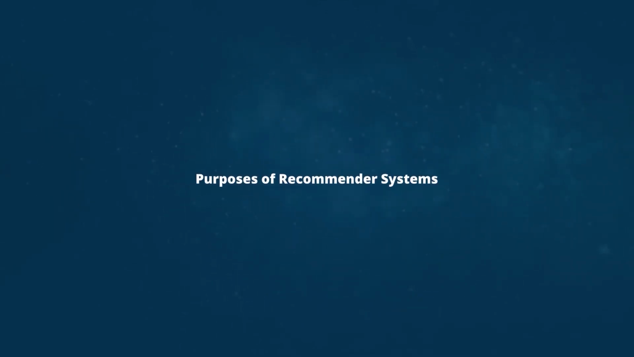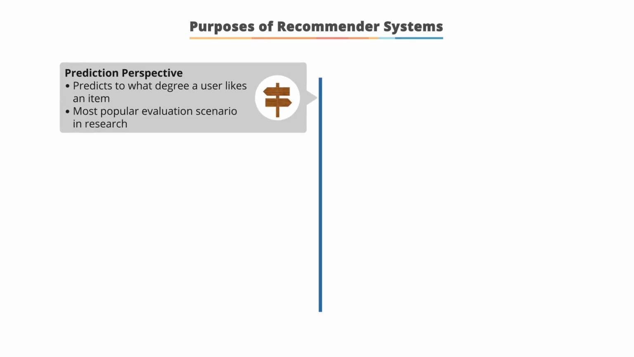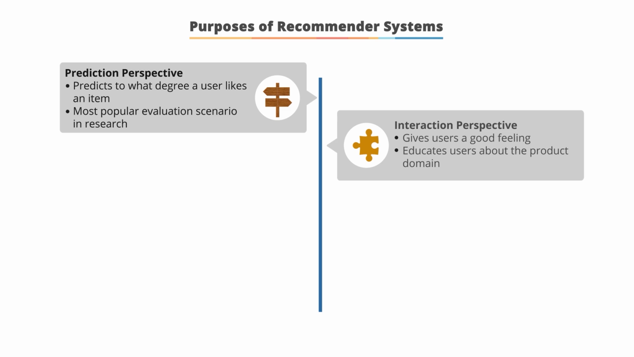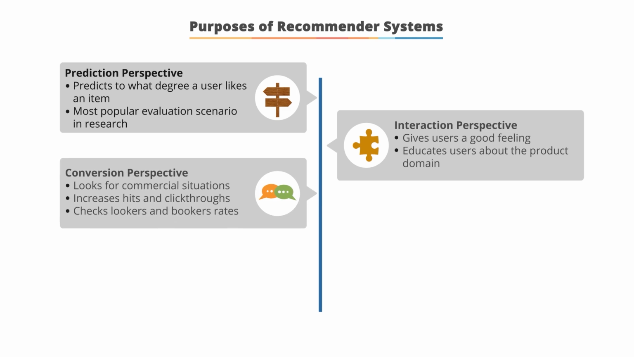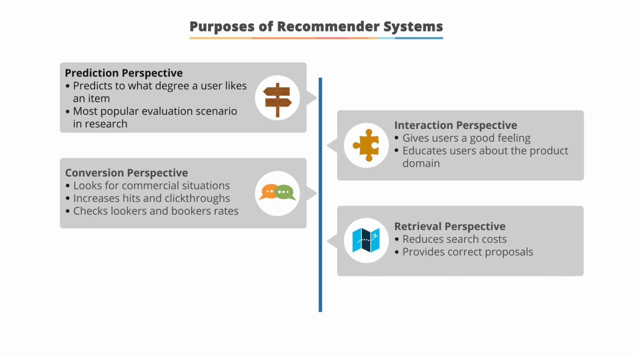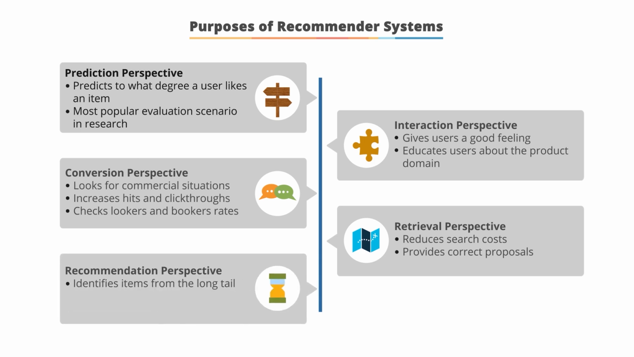Let's understand the purposes of a recommender system. Prediction perspective: it predicts to what degree a user likes an item. It is the most popular evaluation scenario in research. Interaction perspective: it educates users about the product domain. Conversion perspective: it looks for commercial situations, such as increase in hits and click-through, and also checks lookers' and bookers' rate. Retrieval perspective: it reduces user search cost and effort by providing correct proposals or recommendations. Recommendation perspective: it identifies items from the long tail that users don't know about.